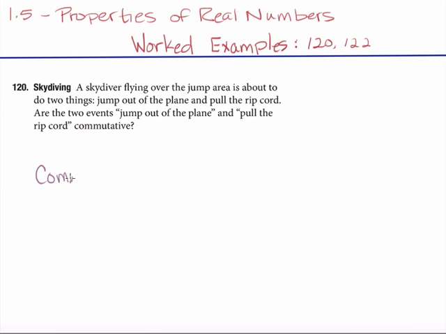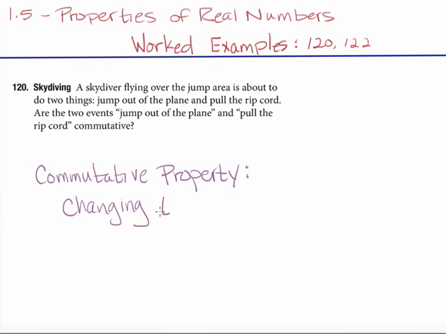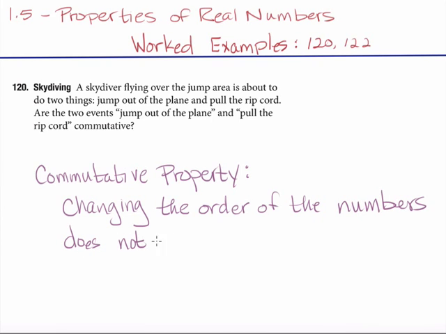Well, let's start by reminding ourselves what the commutative property is. On page 115, your textbook defines the commutative properties of addition and multiplication by saying that changing the order of the numbers will not change the result. So if changing the two events, jump out of the plane and pull the ripcord, does not change the result, then the two events are commutative.